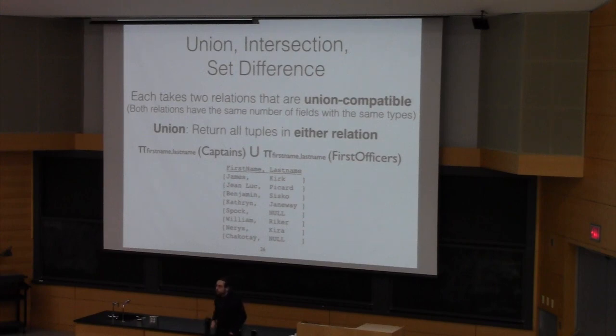Any other questions? Yes? So the question is, if the same row exists in both first officers and captains, how does that translate into the output? That depends on whether you're using bags or sets. If you're using bags, you'd want to see two rows in the output, one for each input. And if you're using sets, you see one output, because that tuple exists in at least one of the two input sources. Does that address your question? It depends on whether you're working with sets or bags. Okay. So union combines two sets, or bags.